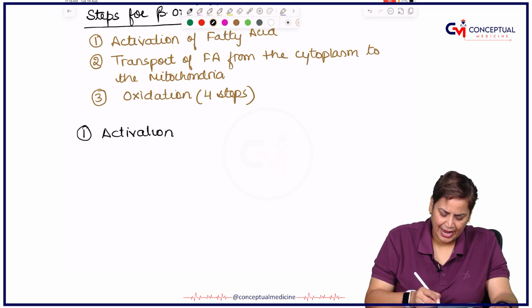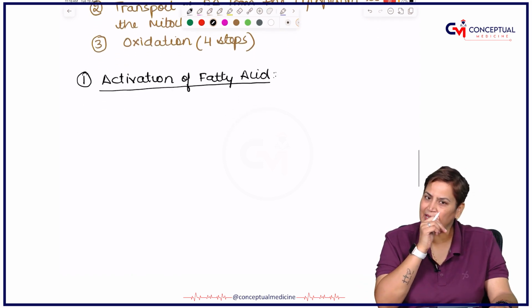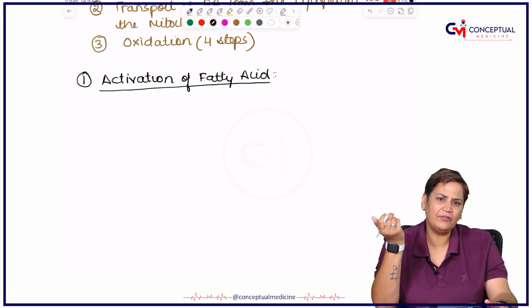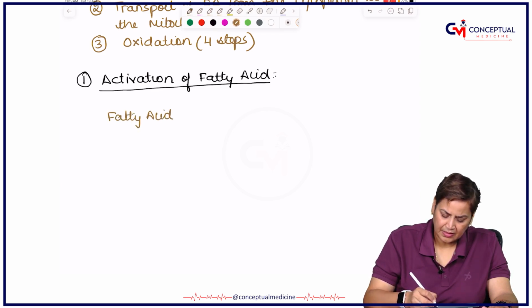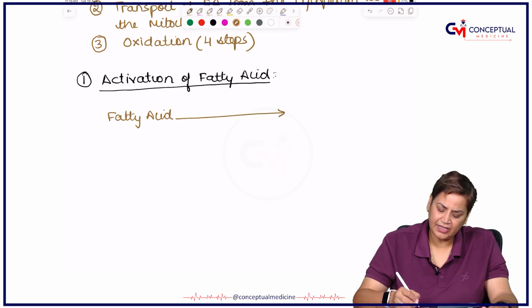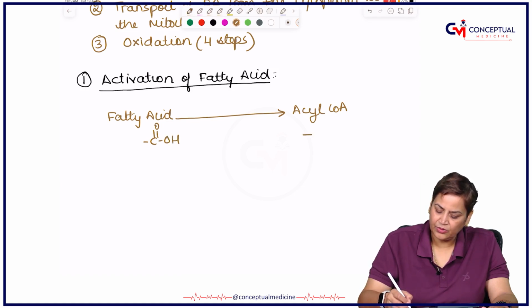Now, whenever we have to activate a fatty acid, energy is required. And where does energy come from? It always comes from the energy currency of the body, which is ATP. So, this fatty acid will be converted into acyl coenzyme A. Basically, what we are doing is this fatty acid, C double bond OH, is being converted into SCoA.